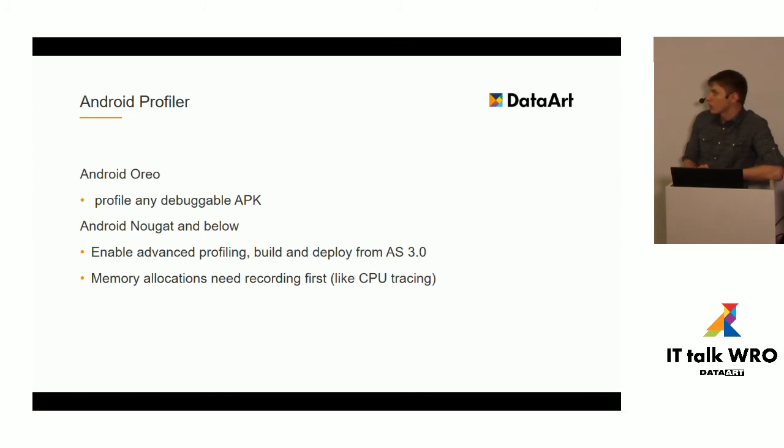The new Android profiler works great from Android Oreo, but if you're running Android Nougat or lower versions, you have to enable advanced profiling in the settings. And if you want to do some memory allocations, like CPU tracing, you need to record it first.